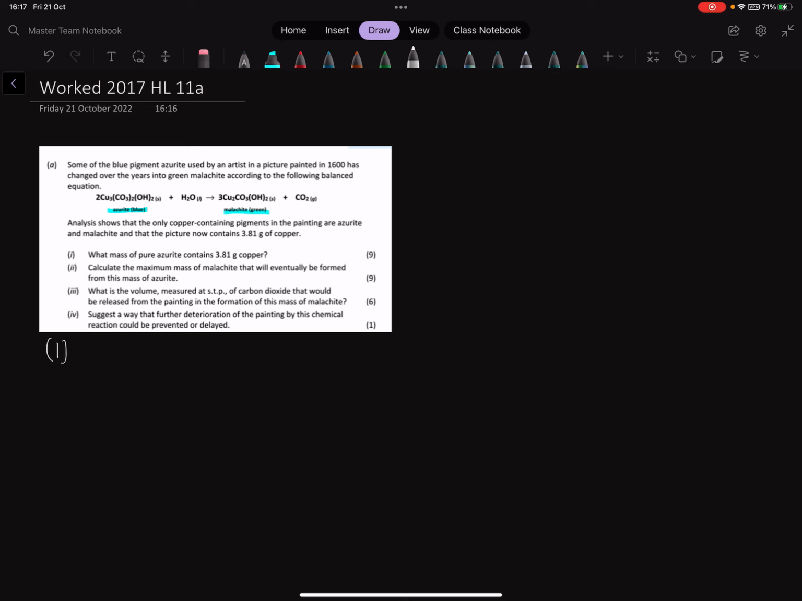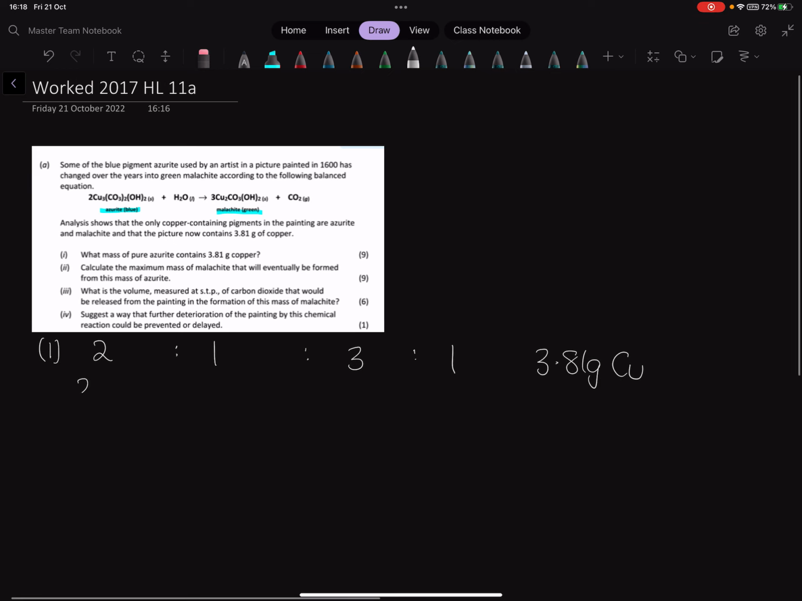So let's just see what we have first. We would usually write out our ratio, which in this instance is 2 is to 3 is to 1. The info from the question doesn't go with anything. So the info from the question that we have is 3.81 grams of copper, and what we are interested in is the mass of azurite. So we want to find the mass of all of this. So this is going to be our way in over here.